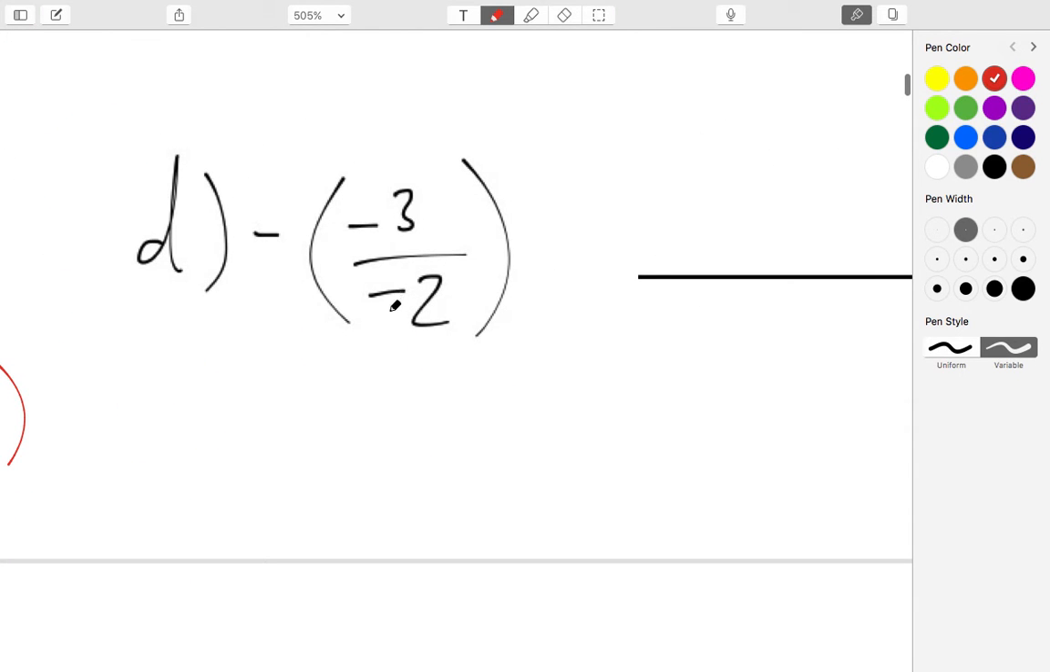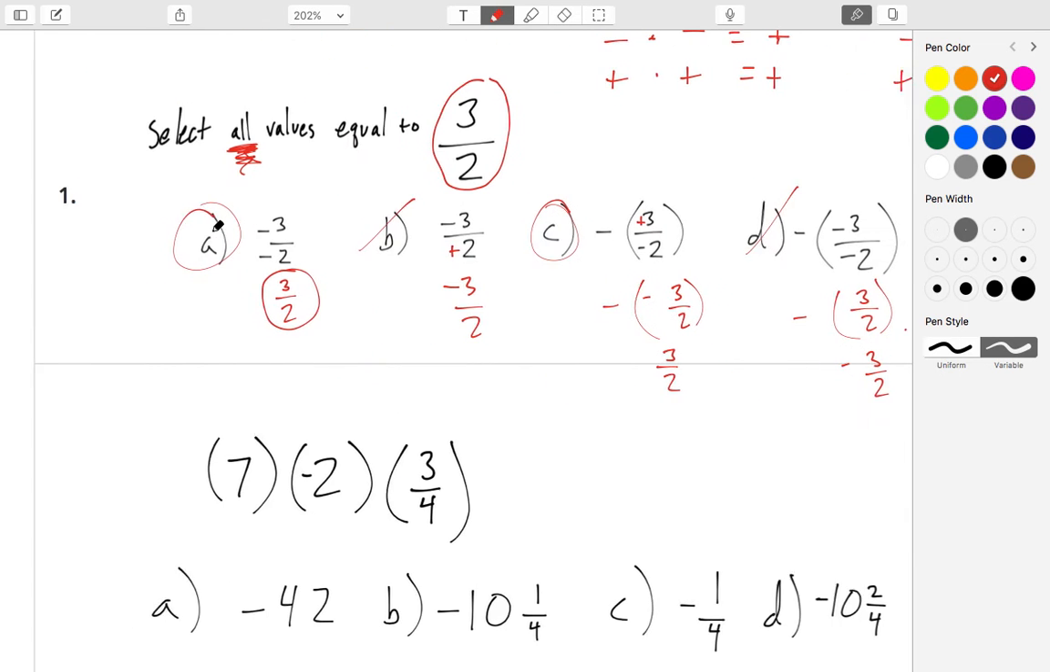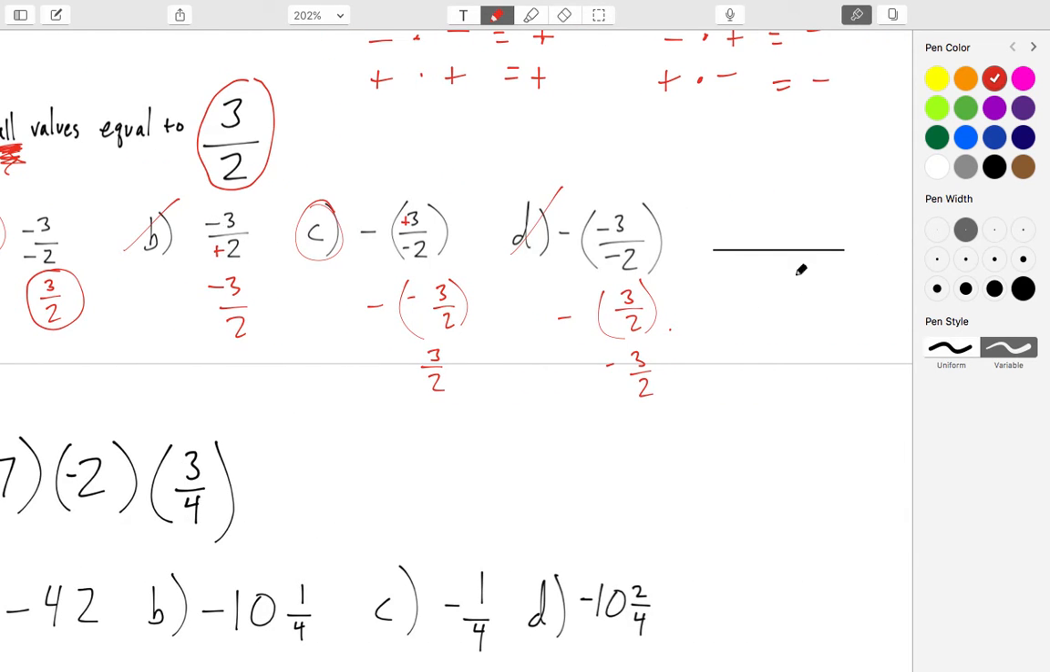D, what is negative divided by negative? Positive. Bring down the negative. Is this going to be equal to negative, or equal to 3 over 2? No, so D can't be an answer. So let's look at your answers for this one. You should have put A and C. Just like so. Questions?